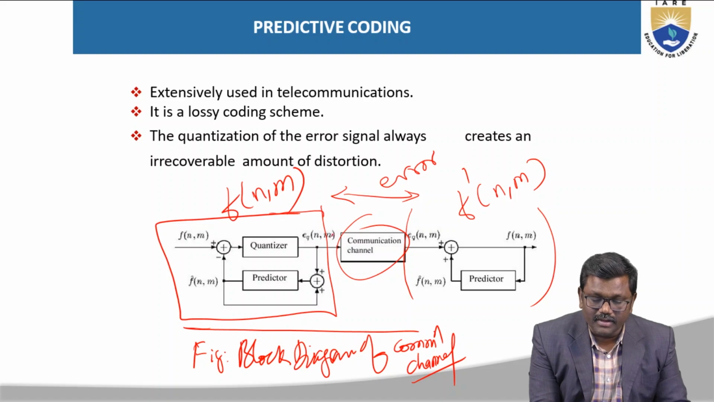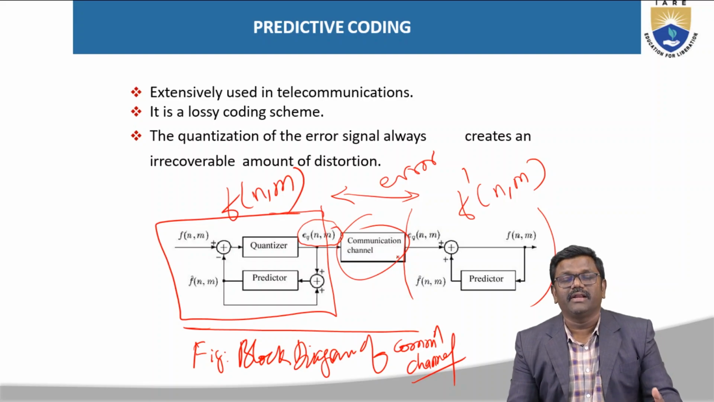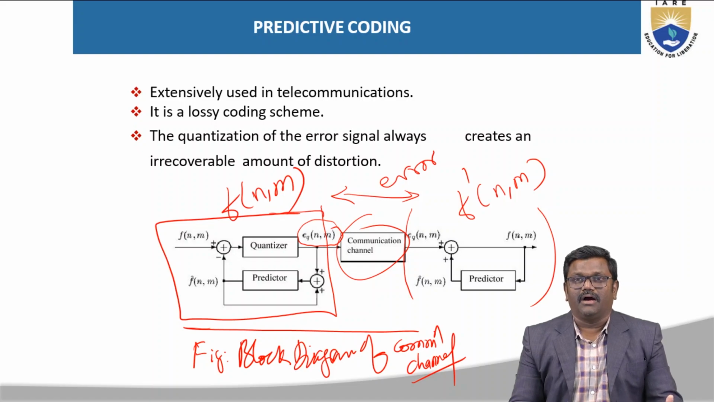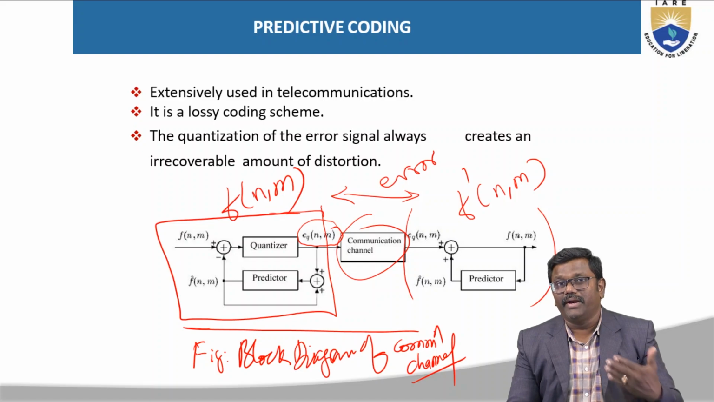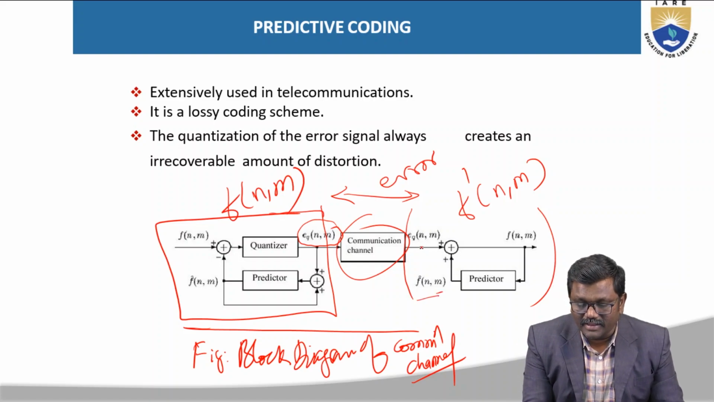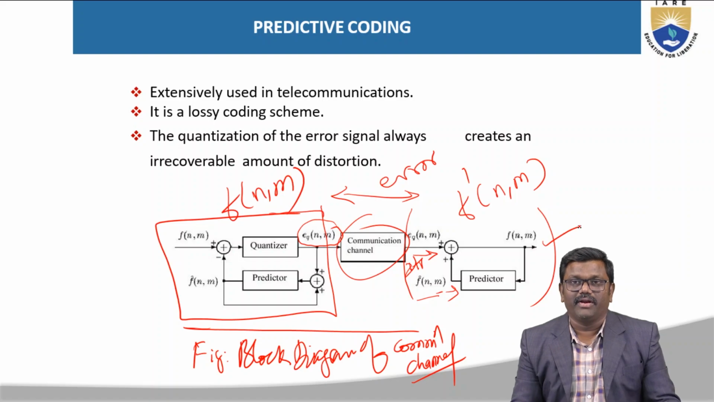So the output of this equation, what we call e of n comma m, is processed through the communication channel, sending information in the required manner, maybe in terms of predictive code. That value we send as an input running through the predictor, and we are going to get the required output.